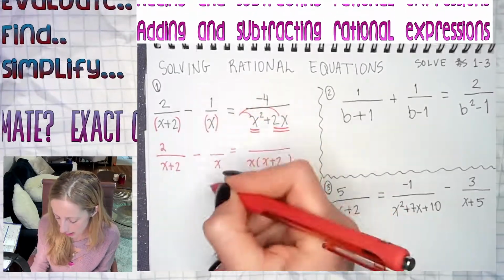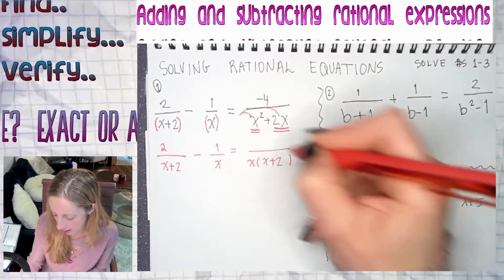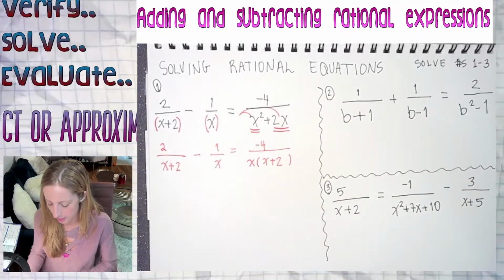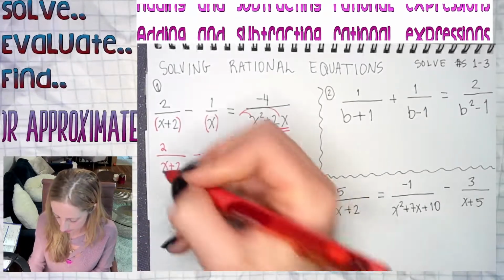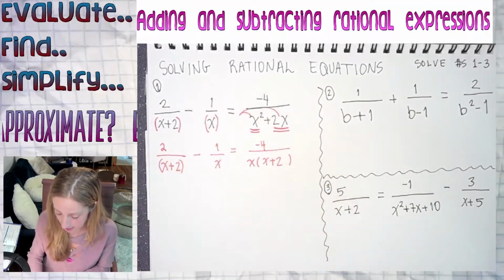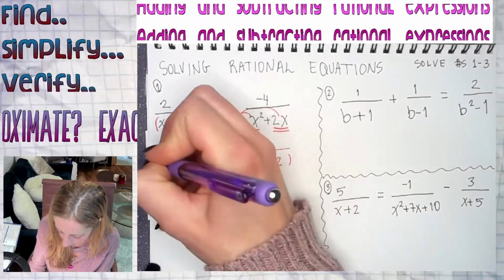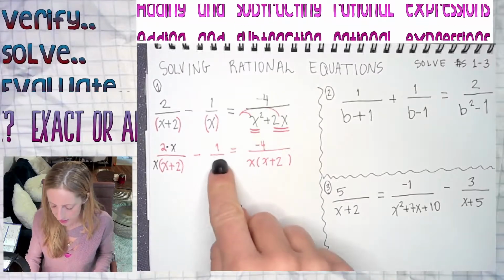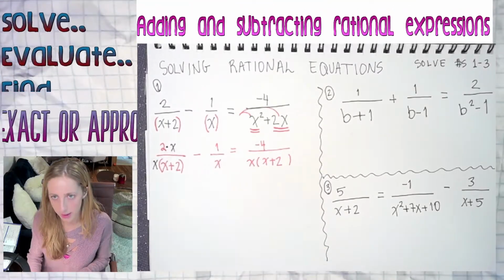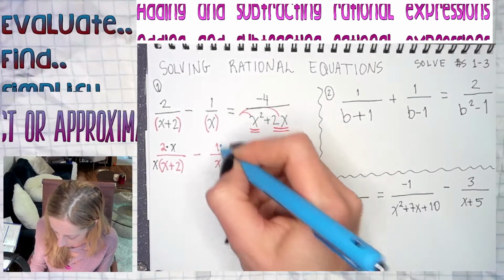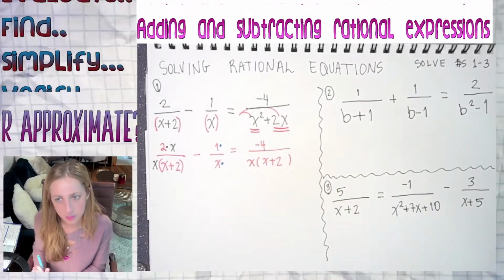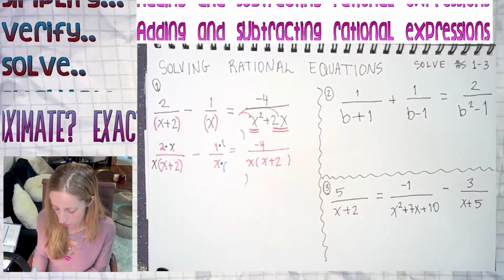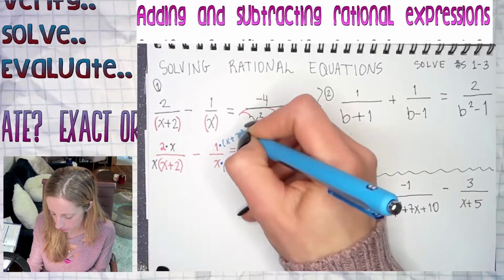What do I need to multiply my first fraction on top and bottom by? X. Yes, it needs the x. So x on top and x on bottom. Getting closer to all the bottoms matching. And what does this one have to get multiplied on top and bottom by? The 1 over x. X plus 2. Yeah, x plus 2.